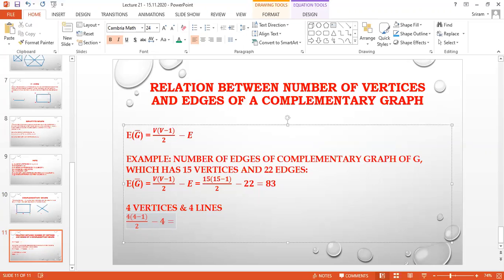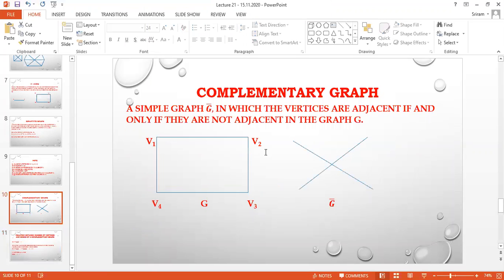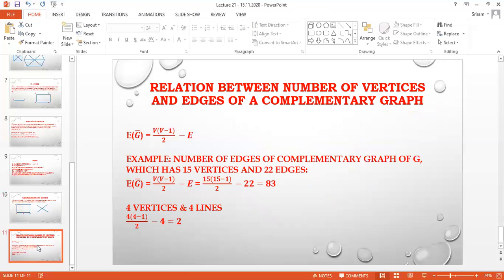12 divided by 2 is 6, minus 4 is equal to 2. So in G bar, I should have only 2 lines. When I check here, you can find I have only 2 lines, from V1 to V3 and V2 to V4. This is called the complementary graph. Does everybody understand the idea, dear?